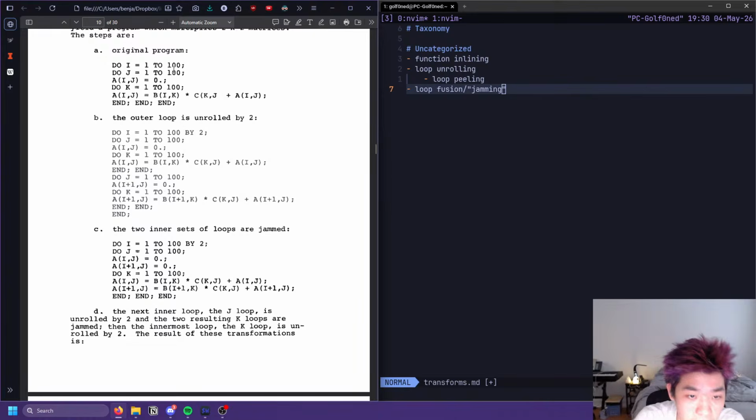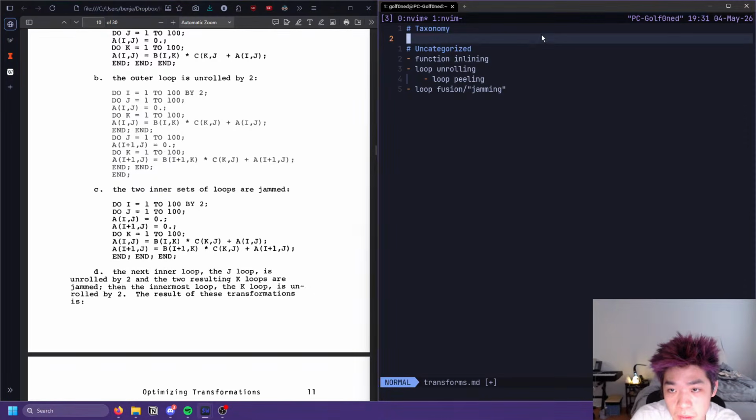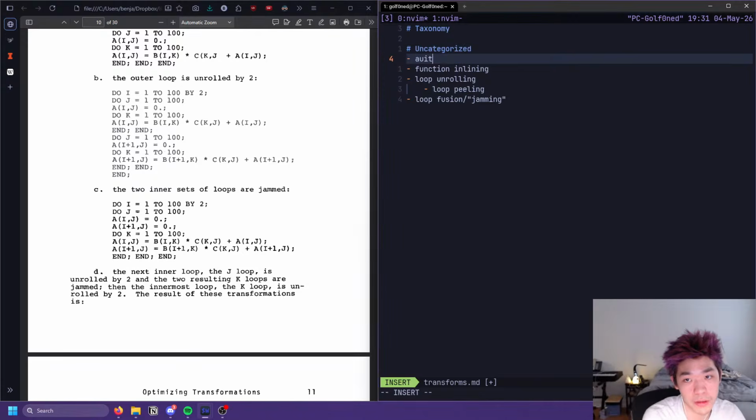Okay, so this outer loop is unrolled by 2. I see, and then these inner loops are jammed because we've just copy pasted it. So, yeah, okay, that makes sense. And this creates opportunities for auto vectorization, which we should probably put somewhere here. So vector instructions, they do multiple things at once.